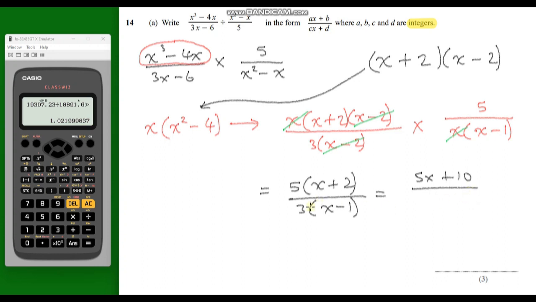I need to expand the brackets. I was just copying it out. So 3 times x is 3x. 3 times -1 is -3. And this is our final answer. I'm just going to put an arrow to say it should go down there. But it does fit the form that we need. So A, B, C, and D are indeed all integers.